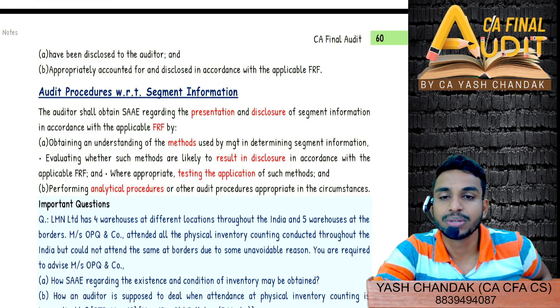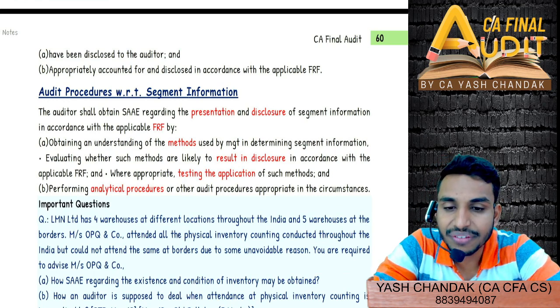Last point, segment information. Everyone clear till now? Any sort of doubt?